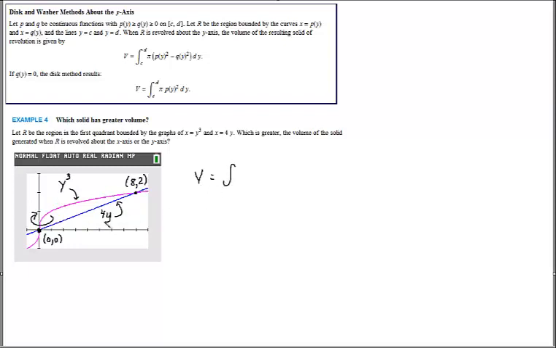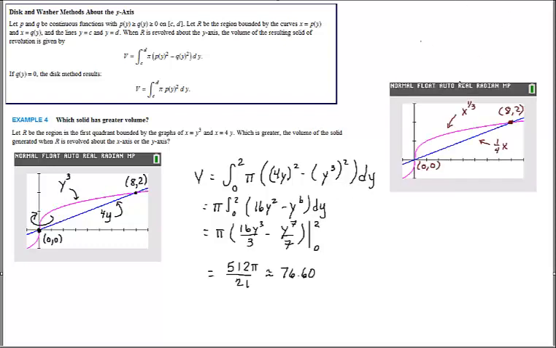And my limits of integration, I'm integrating about the y, so my limits of integration are up and down, so this would be from 0 to 2. And then I've got pi, and then my outside guy is 4y quantity squared minus the inside radius, which is y cubed quantity squared, in this case dy. And then we'll just do that integration and see what we get. The tricky part in this problem is that they wanted me to rotate it about the y and then rotate it about the x, so I have to do two problems in one.